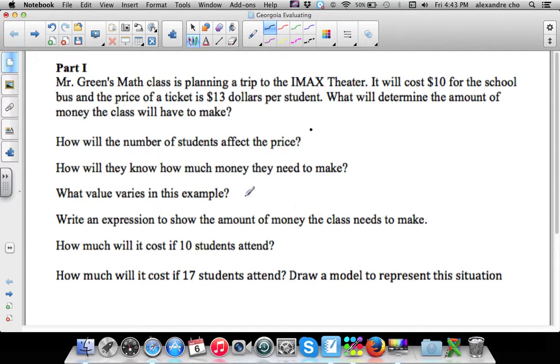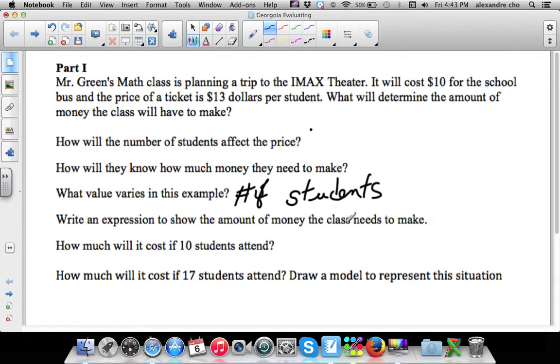What value varies in this example? The only thing that varies is the number of students. So the number of students is the only thing that will change. The price of the bus is going to be $10 no matter what, and the price of the ticket is going to be $13 no matter what. So that's not going to change.